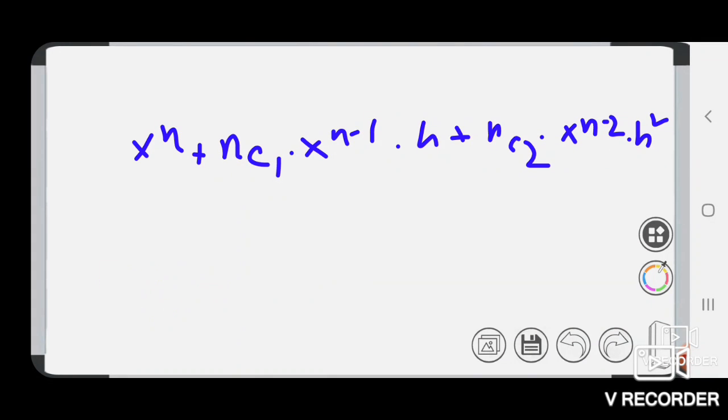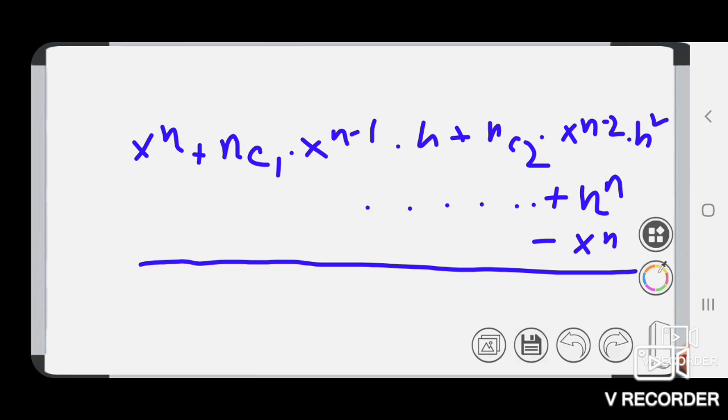Now what we have to do is plus h to the power n, and there is also minus x to the power n. If you have noticed, go back to the first part of the video and you will get it. Limit h tends to 0, and there is h.